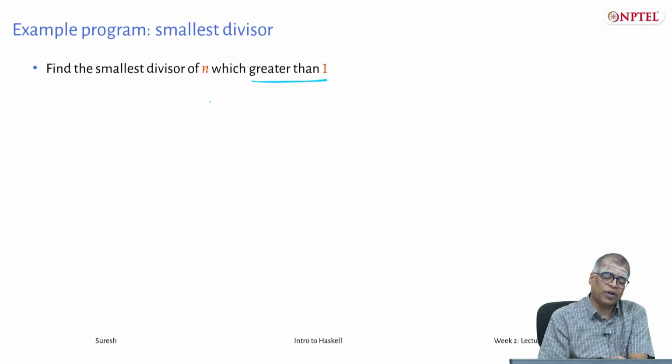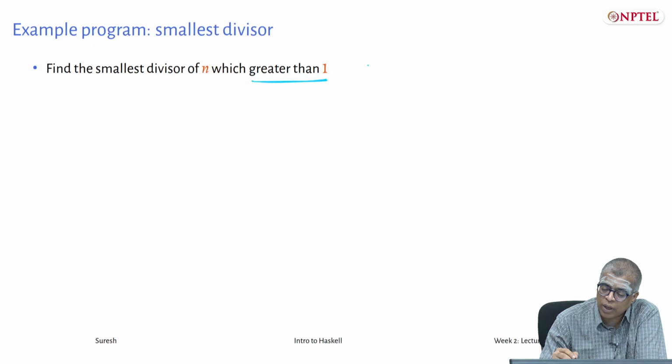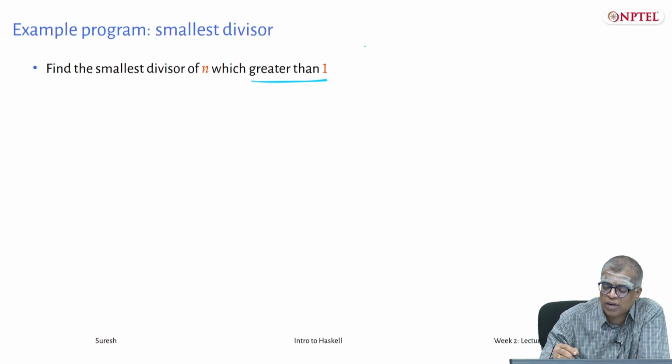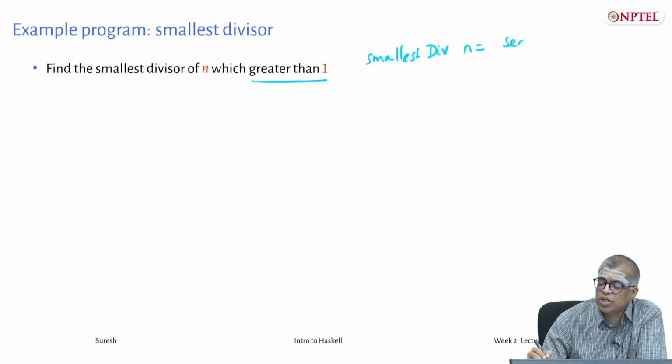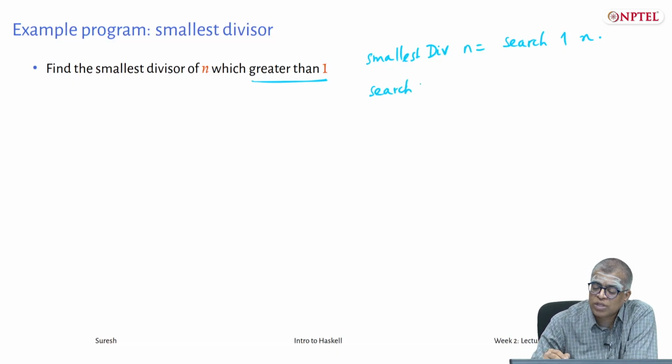Okay, so how would one find this? So let's think about it. One could start with 1 and keep going up, right? So here again you need to define two different programs. So one function is smallest, let's call it smallest div. Let's say search from 1 to n, and the first argument of this search function will keep on changing. Search at any m, n, so what does search do?